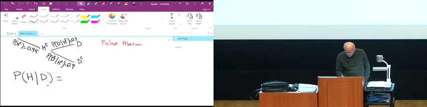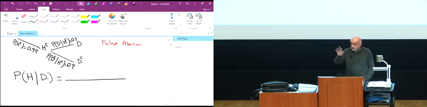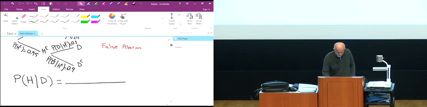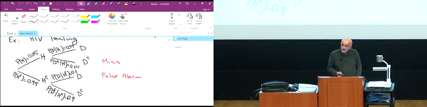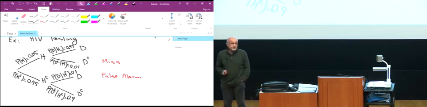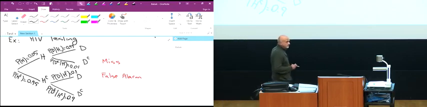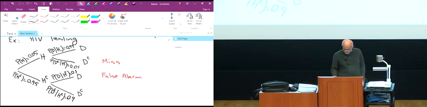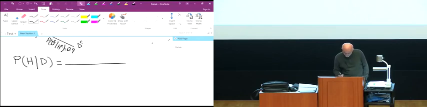All right, so here's what I want you to do. Bayes' rule says what? We don't have this probability, correct? Do you agree that in the tree diagram, I did not give you this probability? I gave you the probability of D given H, but I'm asking you to figure out the probability of H given D. So how would you do it? What's the formula?